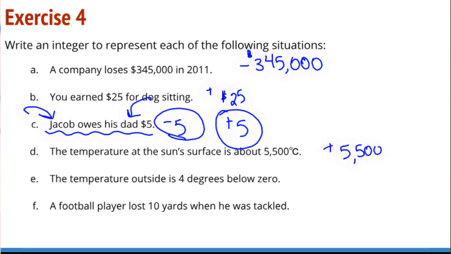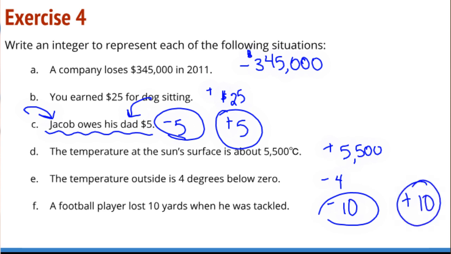We are definitely above 0 there. The temperature outside is 4 degrees below 0. That would be a negative 4. A football player lost 10 yards when he was tackled. Ooh, a loss of 10. From the perspective of the offense, it's a negative 10. The defense is saying, hey, that's 10 in our favor. So once again, depending upon the point of view that you take, each of these situations could potentially be viewed as the opposites.